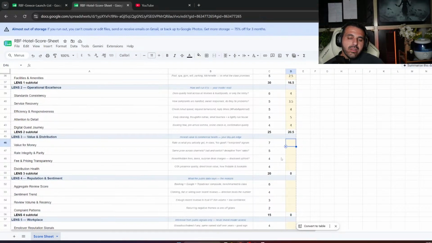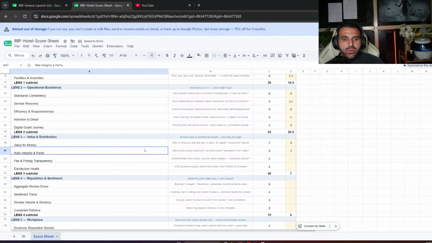You can get better hotels or apartments for less than what they're offering. So I'll give them over here a 4 out of 7. Rate integrity and parity. We saw some differences. I'll give them a 3 over here.